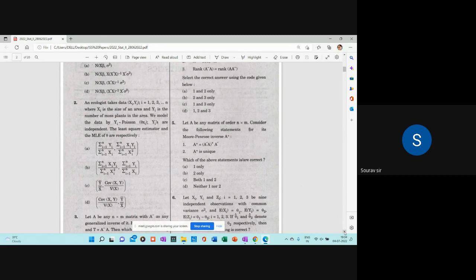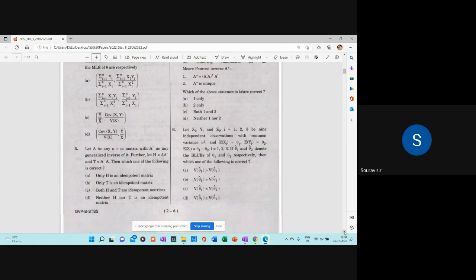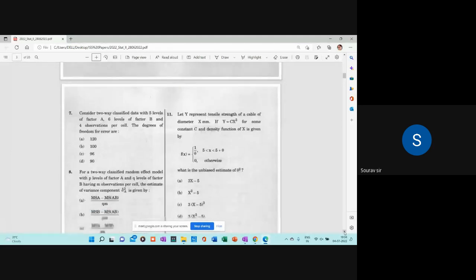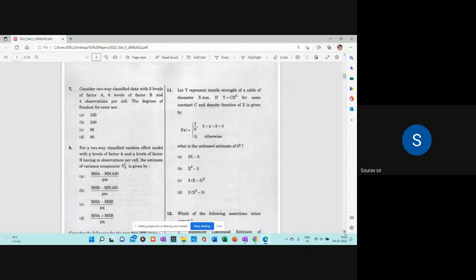Okay, so my chosen questions are, we will start with question number 7. Consider a two-way classified data with 5 levels of factor A and 6 levels of factor B and 4 observations per cell. Then the degrees of freedom of the error. They are asking for the degrees of freedom of the error. So first you need to detect which kind of model they are actually referring to. Okay, so let us go and see.